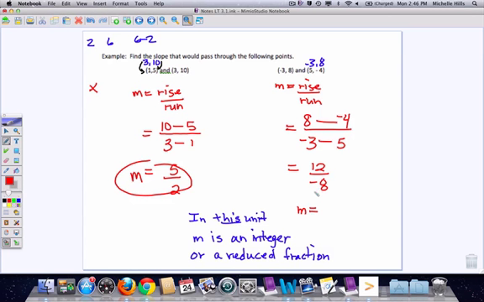12 over negative 8 reduces to negative 3 halves, because 4 goes into both of these. 4 goes into 12 3 times, 4 goes into 8 twice. Now on your calculator, if you punch in 12 divided by negative 8, it's going to give you the decimal negative 1.5. You know on your calculator there's a key that says fraction to decimal above it, F to D. You have to convert it. But that's going to give you negative 1 1/2 instead of the negative 3 halves we're looking for.